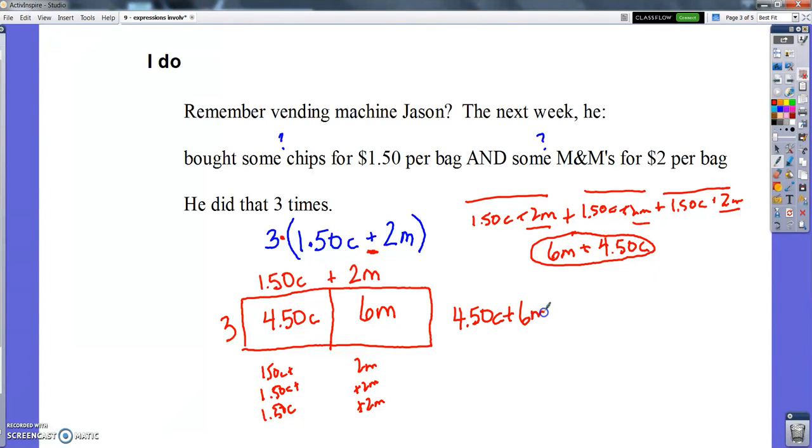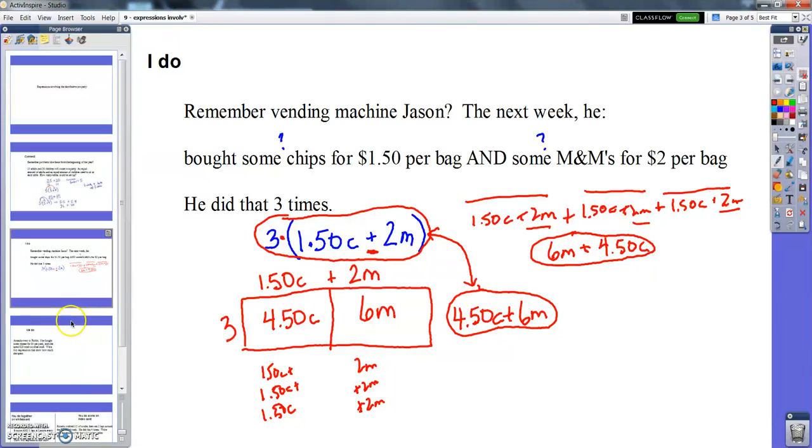which I can't do. I can't combine M's and C's because they're different values. And so I get a third way. I get this. So this is one way I could write an expression for how much money he spent. And this is another way to show how much money he spent. So this I get from here to here by applying the distributive property. 3 times the $1.50 and 3 times the 2.